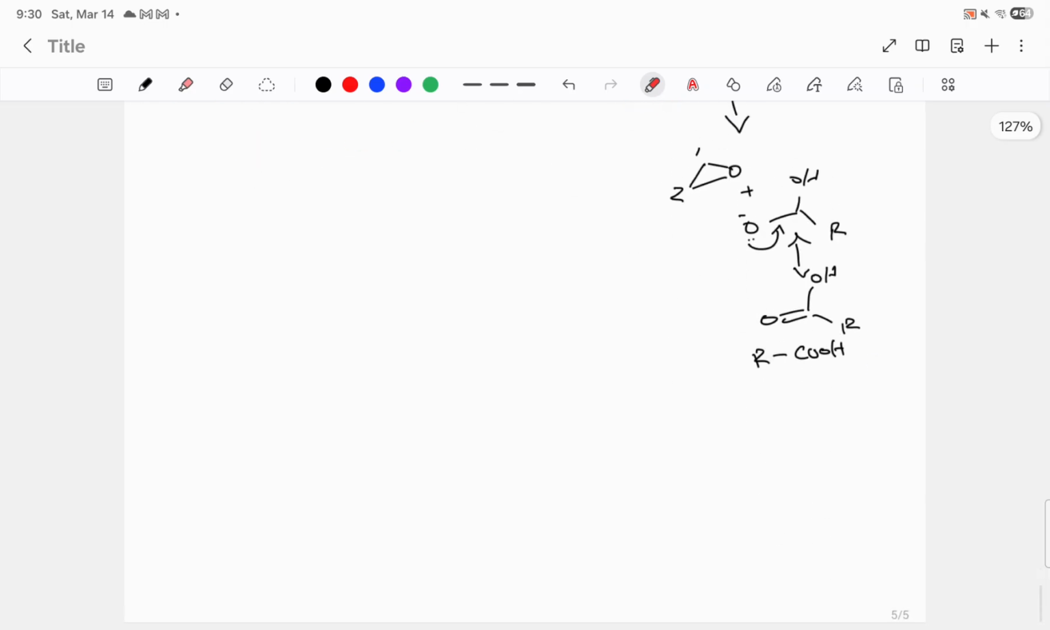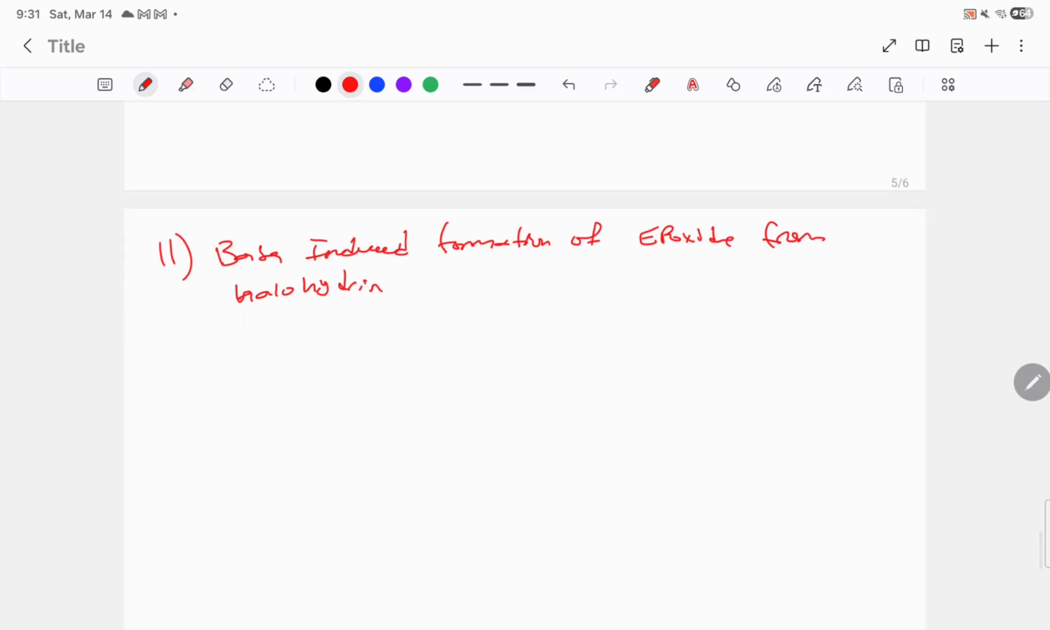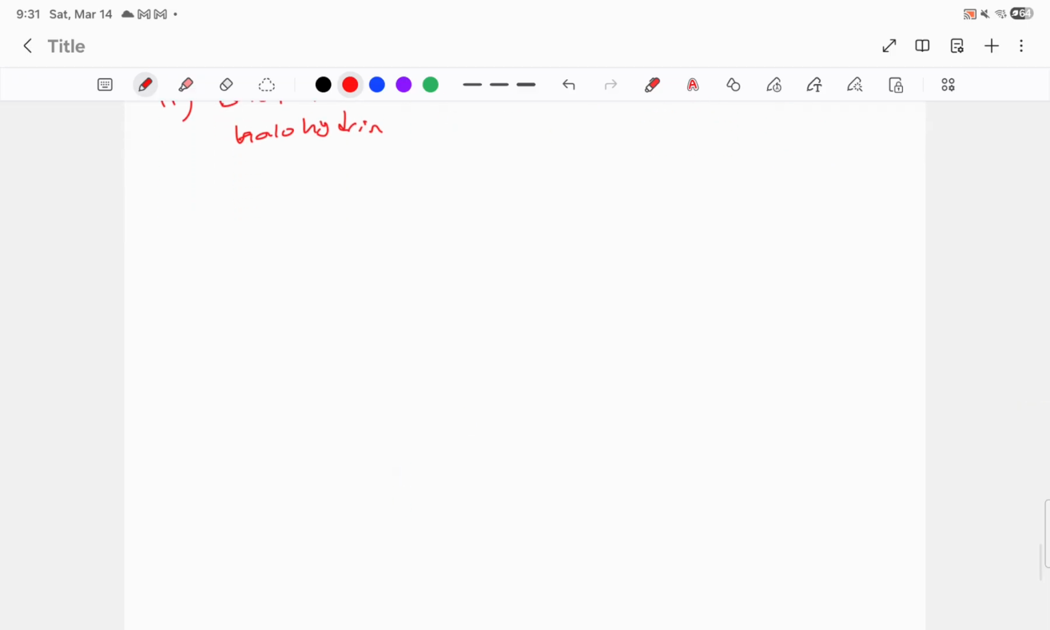Let's move on. The next method we're going to talk about is the base-induced formation of an epoxide from a halohydrin. Okay, so base-induced formation of epoxide from halohydrin. It's an intramolecular SN2 reaction, essentially.